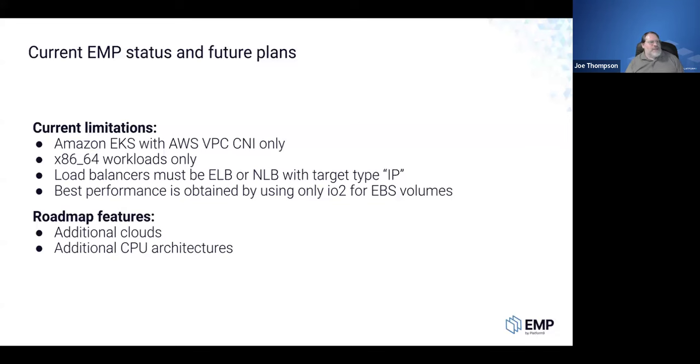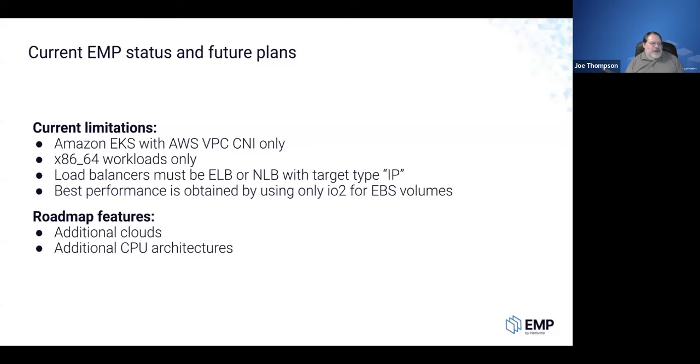You do need specific load balancer configuration. Your load balancers have to be elastic load balancers or network load balancers, and they have to use an IP target type. That's because one of the more common target types is instance ID. Well, EVMs don't have an instance ID. So that's one limitation there. But for a lot of workloads, all you have to do is change your load balancer configuration. And in Kubernetes, that can be as simple as changing an annotation, and then off you go. You're ready to go with EMP.